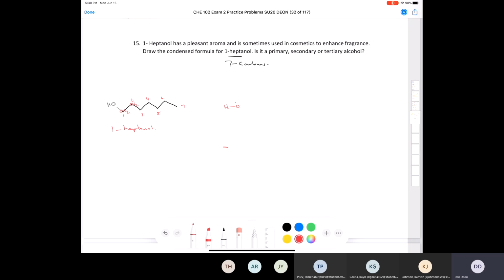If you still need to draw complete Lewis structures, I don't feel like doing this, but for the sake of instruction, if you need to draw in every stinking hydrogen, if that helps, you can do that. It's very time-consuming, but if it helps you get the question right, I'm all for it. So this is the complete structural formula of 1-heptanol. And again, you can see that the carbinol carbon only has one bond to another carbon, making it a primary alcohol.